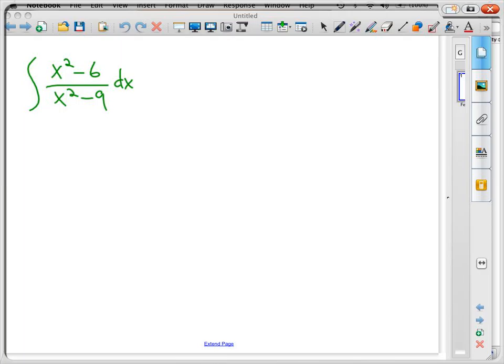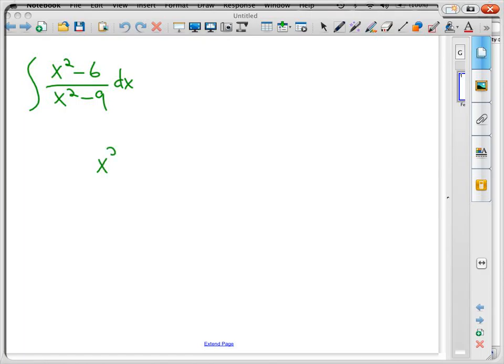So in this particular instance, you'll notice that the degree of the polynomial in the numerator is the same as the degree of the polynomial in the denominator. That does not make partial fractions a practical alternative unless we reduce the fraction by using long division. By using long division, we can create an integral that has a fraction in it that we can use partial fractions on. Let me show you what I mean.